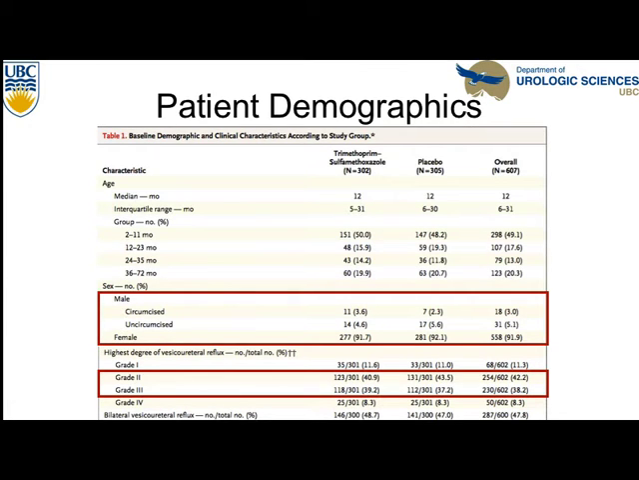A total of 607 patients met the inclusion-exclusion criteria and were included in the analysis. Something to highlight is that an overwhelming majority of patients were females, and that the most common grade of reflux was in the grade 2 to 3 range.